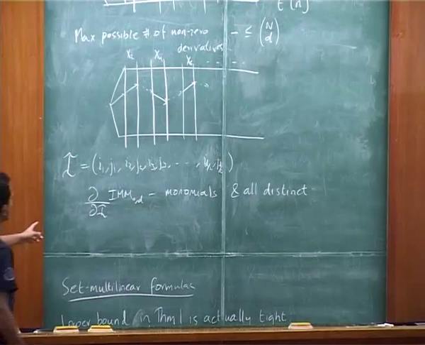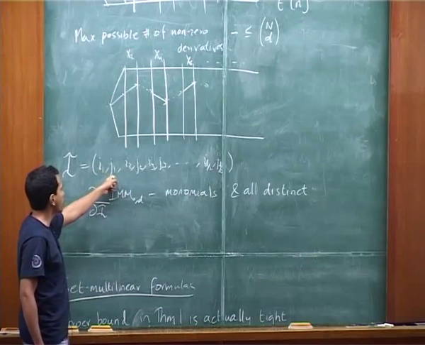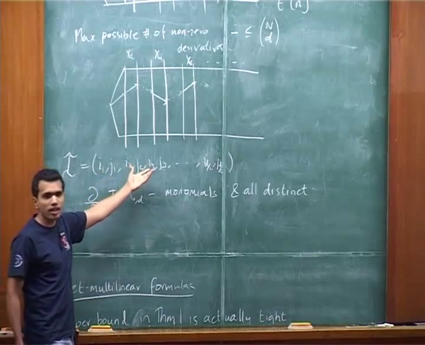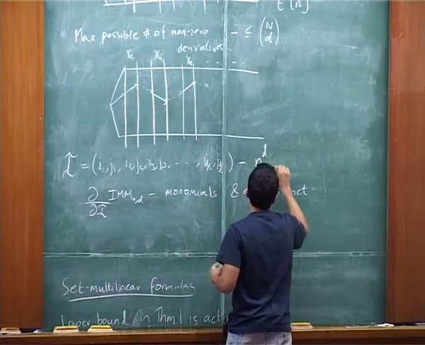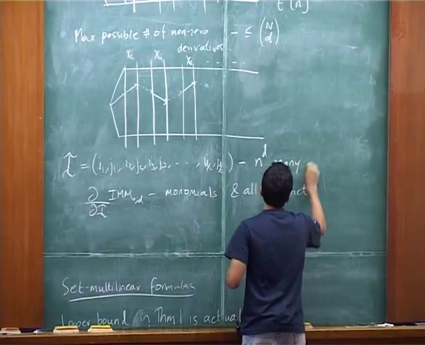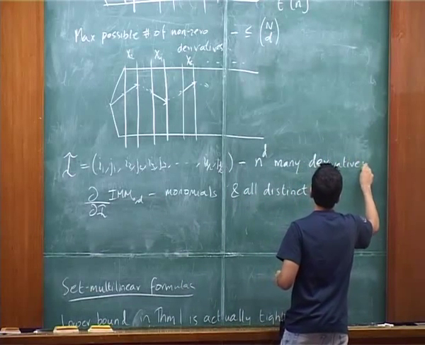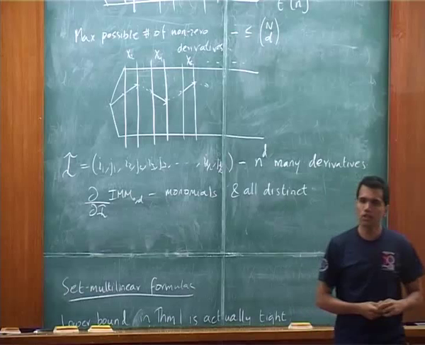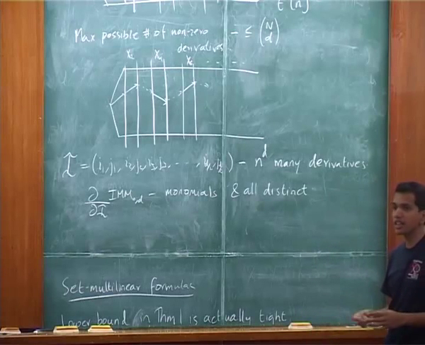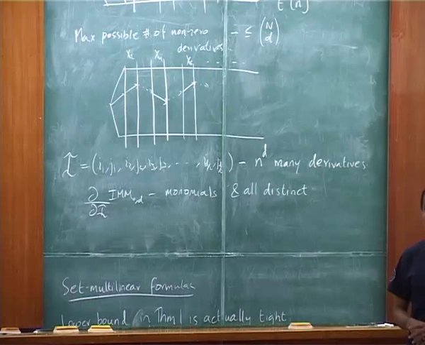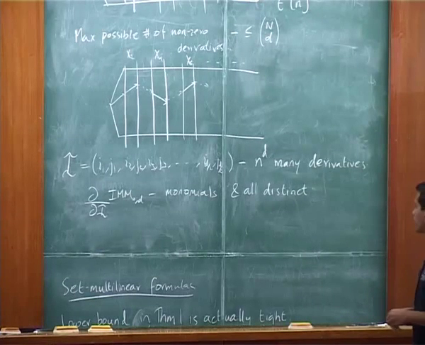And how many derivatives are there? Well, there are d by 2 choices that you have to make, and each of these can take values from 1 to n. So that's n to the, well, there are d choices, n to the d many derivatives. Okay, so you have n to the d many linearly independent derivatives, and the reason they are easily seen to be linearly independent is because they're all monomials and they're all distinct. Okay, so that's something to keep in mind.